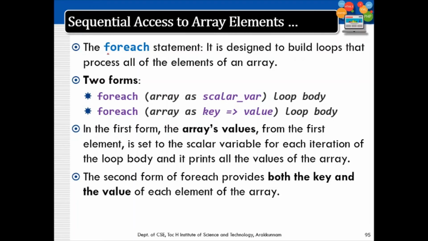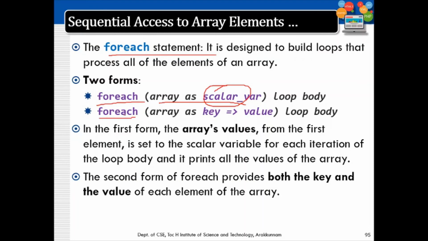And the most frequently used way in which we have sequential access to array elements is the foreach statement. Syntax we already have seen. It is designed to build loops that process the elements of an array. This is the syntax. It takes two forms: foreach array as a variable. So this variable will contain the values. This is generally used with indexed arrays, and for associative arrays this is the syntax for foreach.